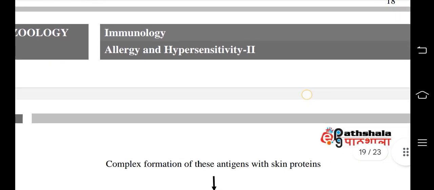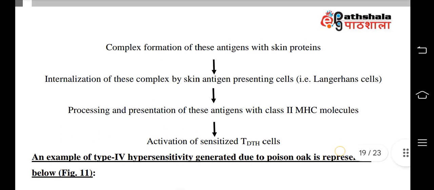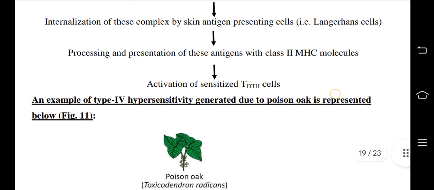The mechanism involves complex formation of these antigens with skin proteins, internalization of these complexes by skin antigen presenting cells like Langerhans cells, processing and presentation of these antigens with class 2 MHC molecules, and activation of sensitized TDTH cells.